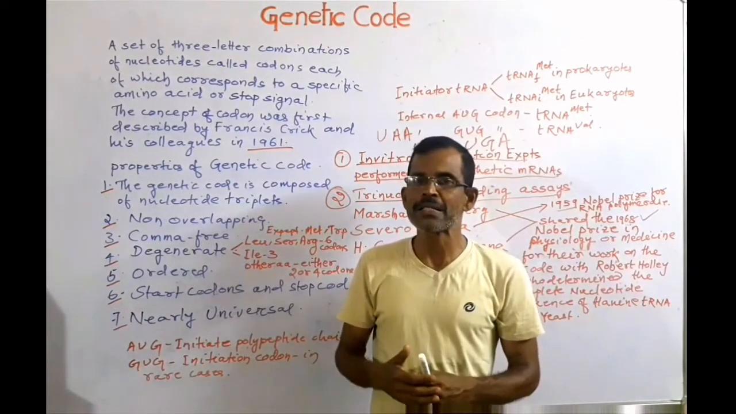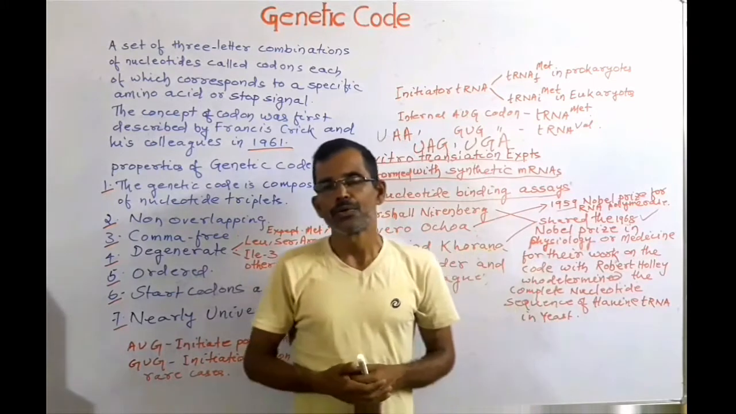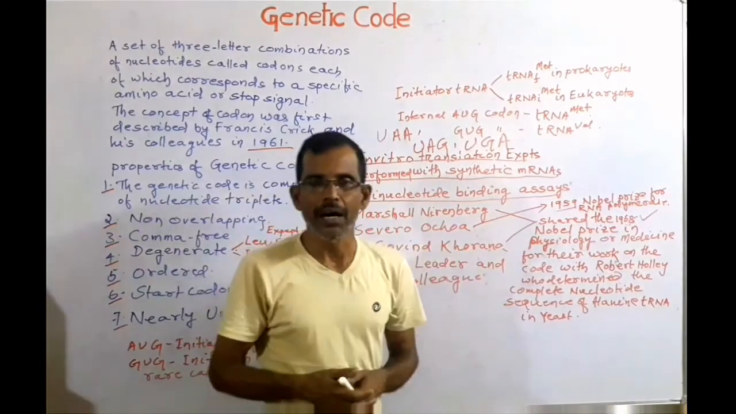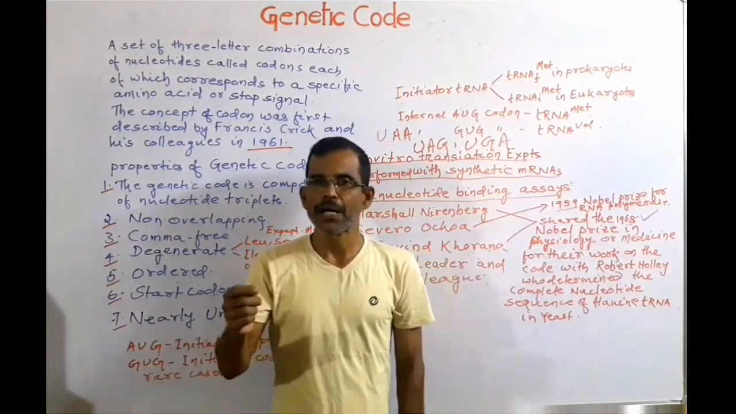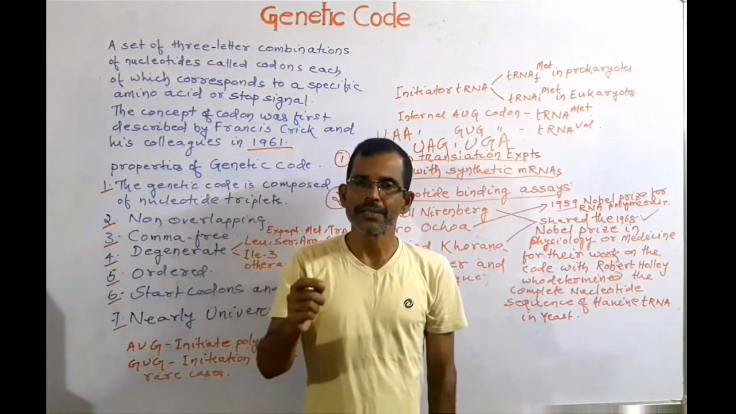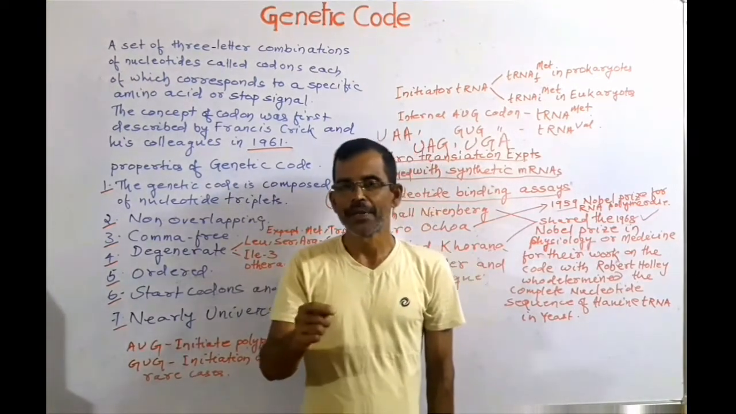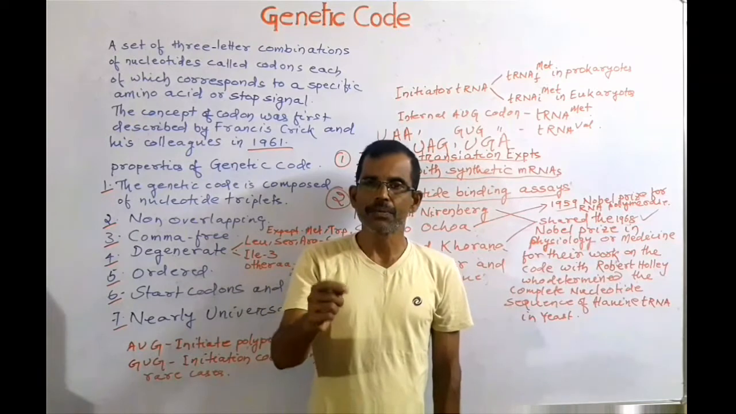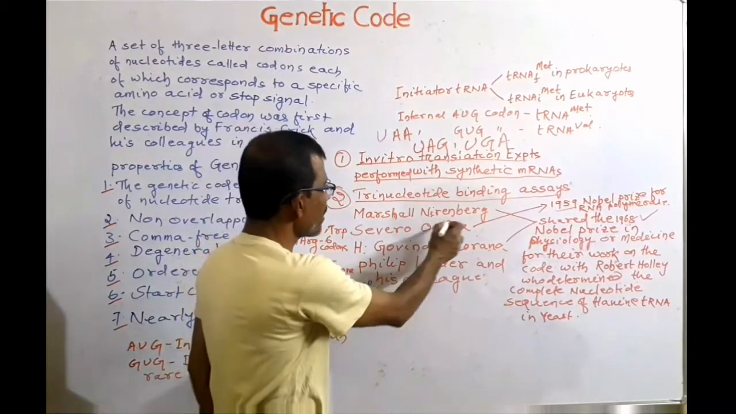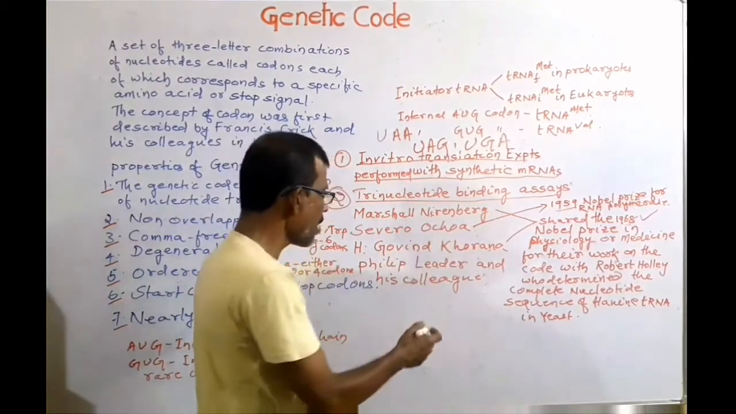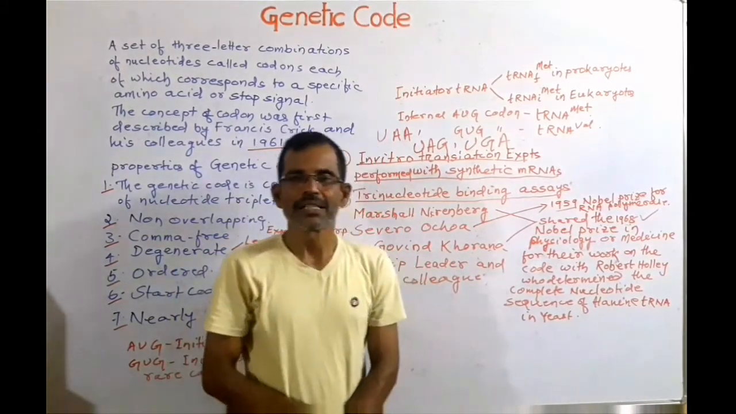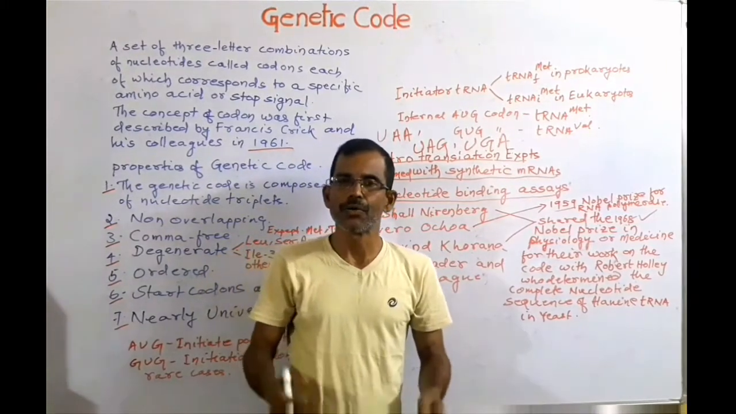Friends, two experiments have contributed immensely to deciphering the genetic code. These two different experiments are the in vitro translation experiment using synthetic mRNA, and the second experiment is the trinucleotide binding assay. By combining the results of these two experiments, several scientists, namely Marshall Nirenberg, Severo Ochoa, Hargobind Khorana, Philip Leder and his colleagues, succeeded in deciphering the genetic code.